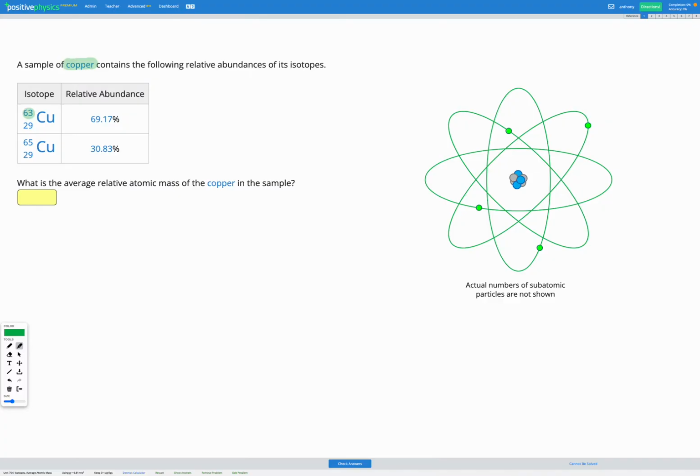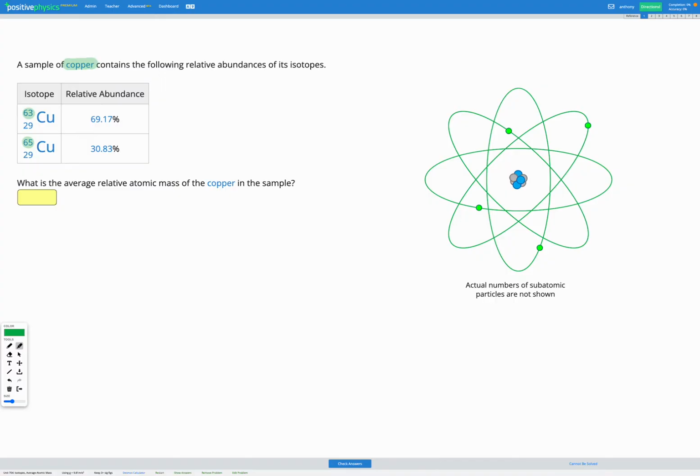So the first one has a mass number of 63. That means together it has 63 protons and neutrons. The second isotope of copper has a mass number of 65. So it has 65 total protons and neutrons. We're also told the relative abundance.